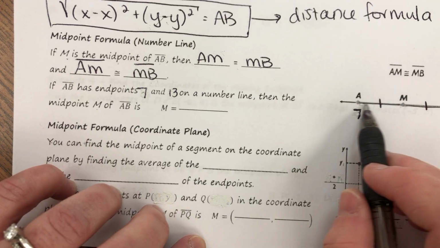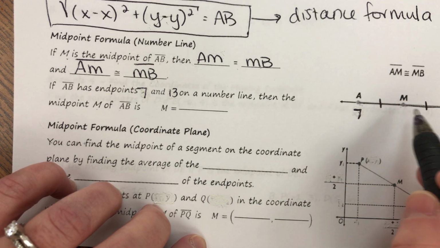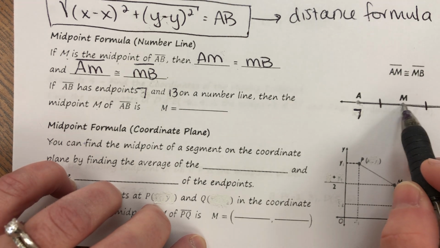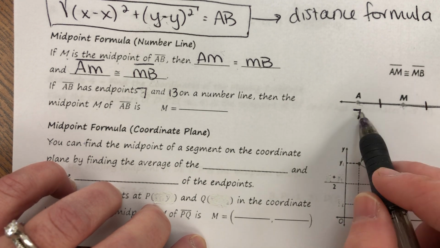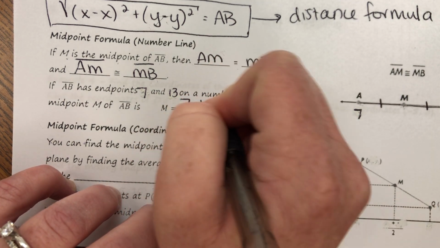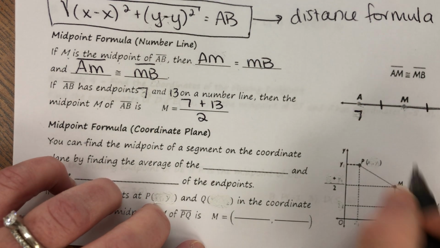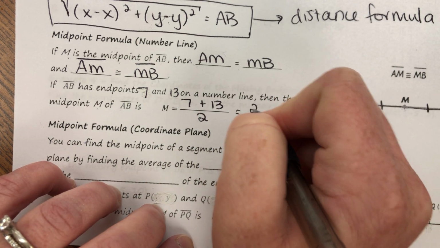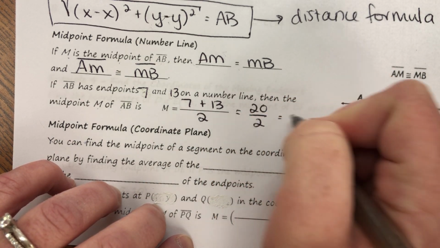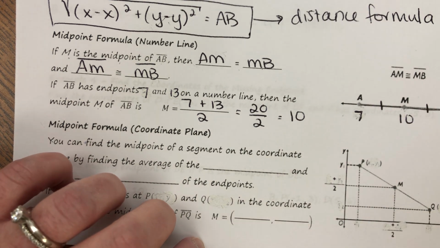I'm not trying to figure out the length of this line. I'm trying to figure out the location of the center. So to figure out where the center is, not how far it is to the center, but where the center is, I'm going to add these together, 7 plus 13, and then just divide by 2. It's like I'm finding an average of the two, right? So 7 plus 13 is 20, and 20 divided by 2 is 10. So the location of my midpoint is 10.